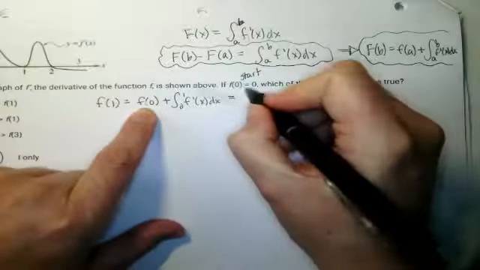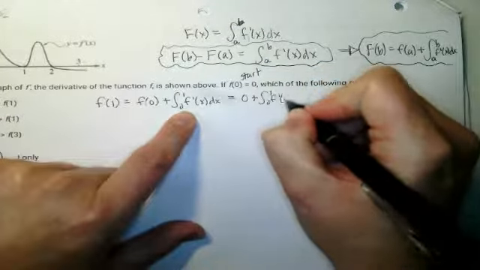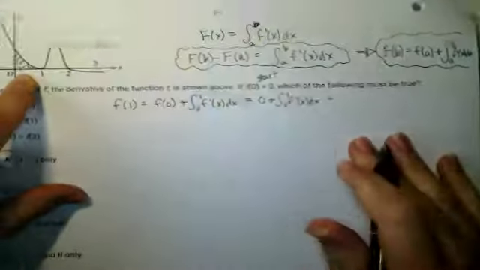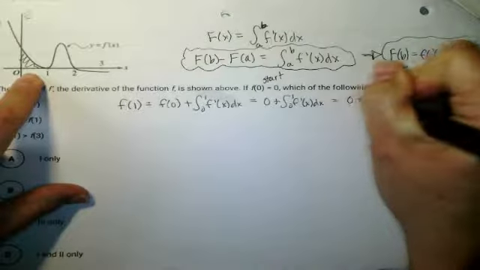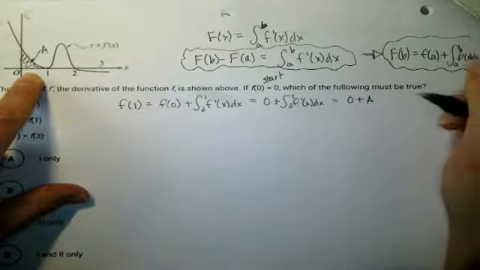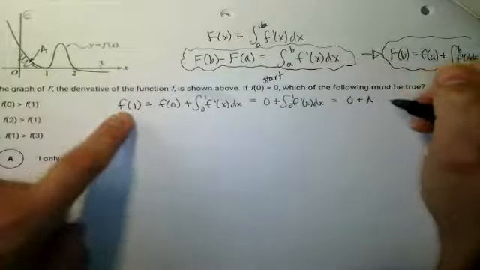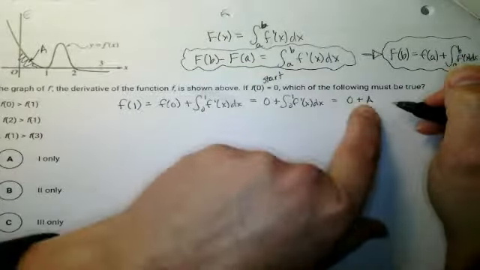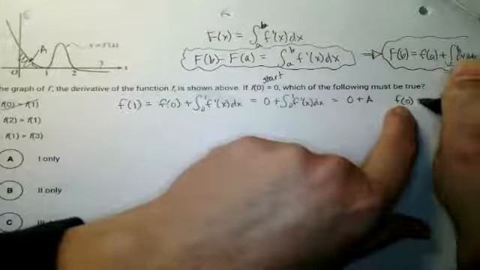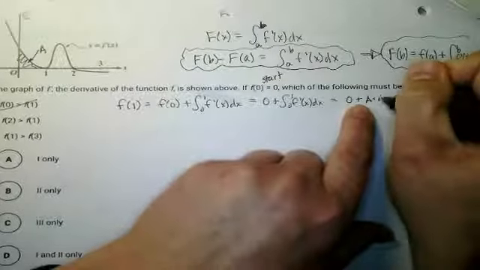Well, I know f of 0 is 0. And the integral from 0 to 1 of f prime of x dx, well, I don't know exactly what that is, but it's this area from 0 to 1. So it's going to be 0 plus some area. Maybe I'll just call that a. All right. Well, f of 0 is 0. F of 1 is something bigger than 0, right? So this is not true. f of 0 is less than f of 1. All right, because this is some value a. It's something.